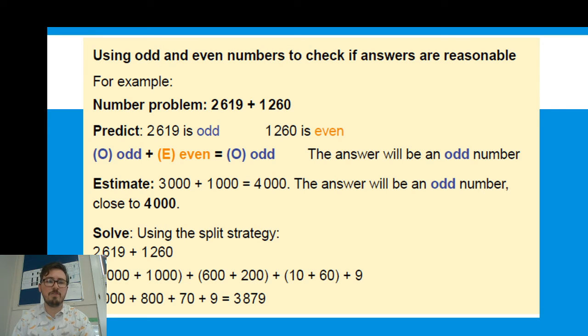Now, solve. You can see I've solved it using the split strategy. So I've grouped my thousands together, my hundreds together, my tens together, and my ones together. I've added them all together, and I've gotten the answer down the bottom there. So just pause, have a read over that. Look at the strategies because you're going to need to use them now.